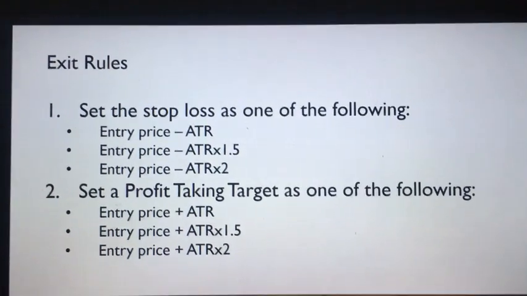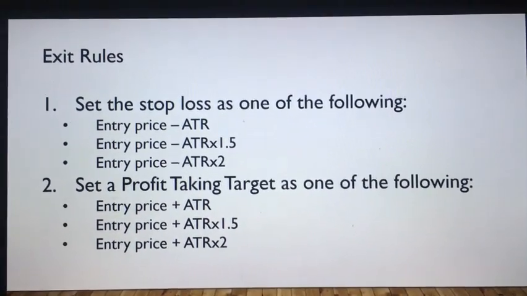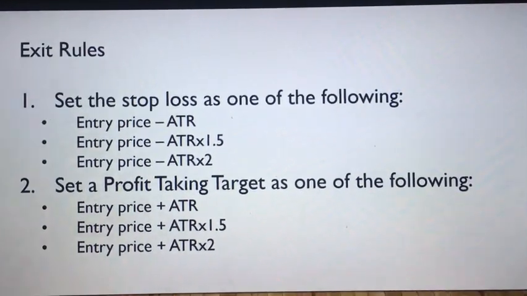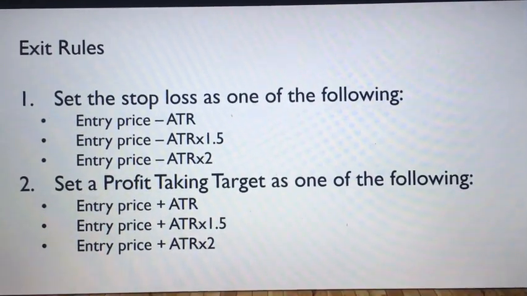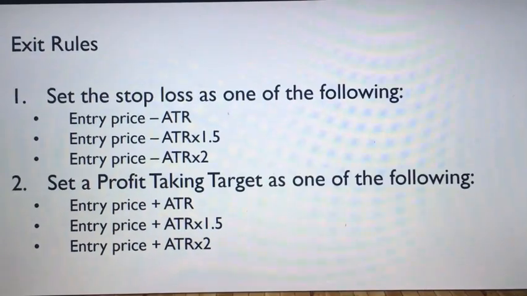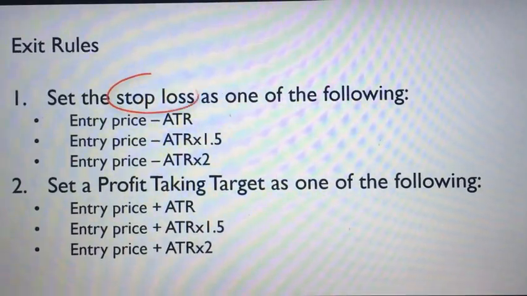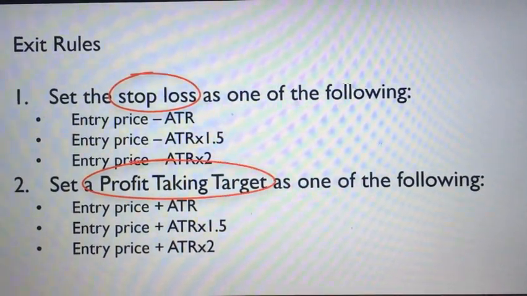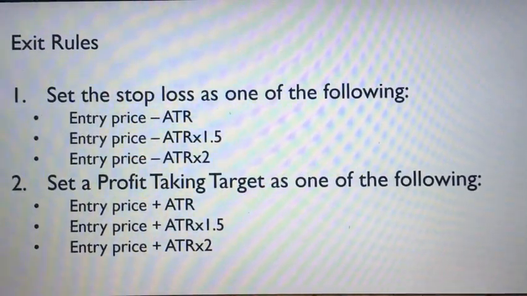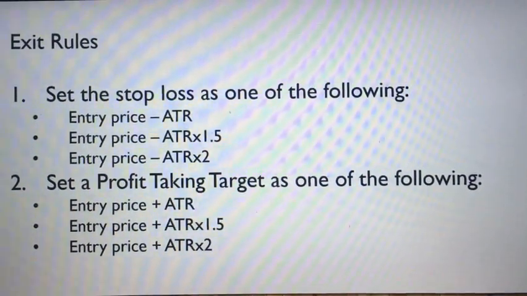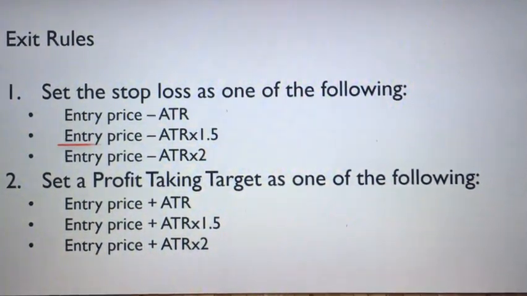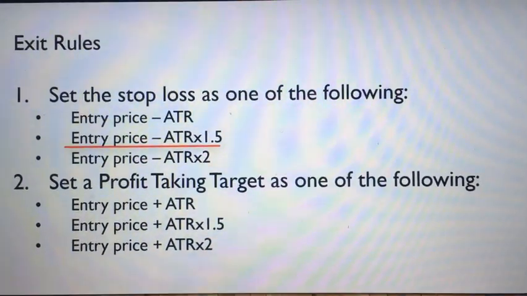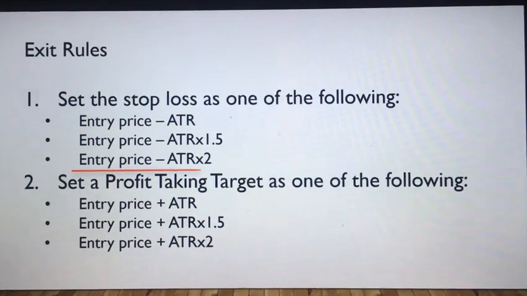The exit rules are choosable, selectable. You've got to decide for yourself which ones you want to use. The simple way to do this is to set what's known as a bracket order. You're going to have a stop loss and you're going to have a profit-taking target. The stop loss is going to be the entry price minus the average true range, or the average true range times 1.5, or the average true range times 2.